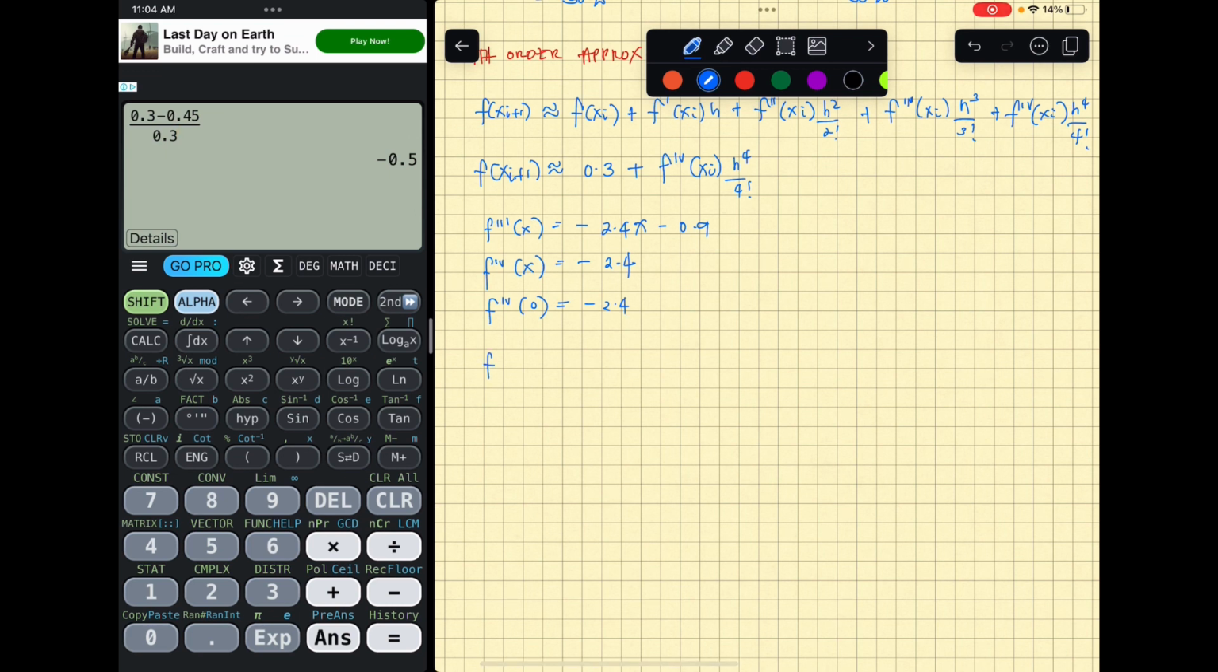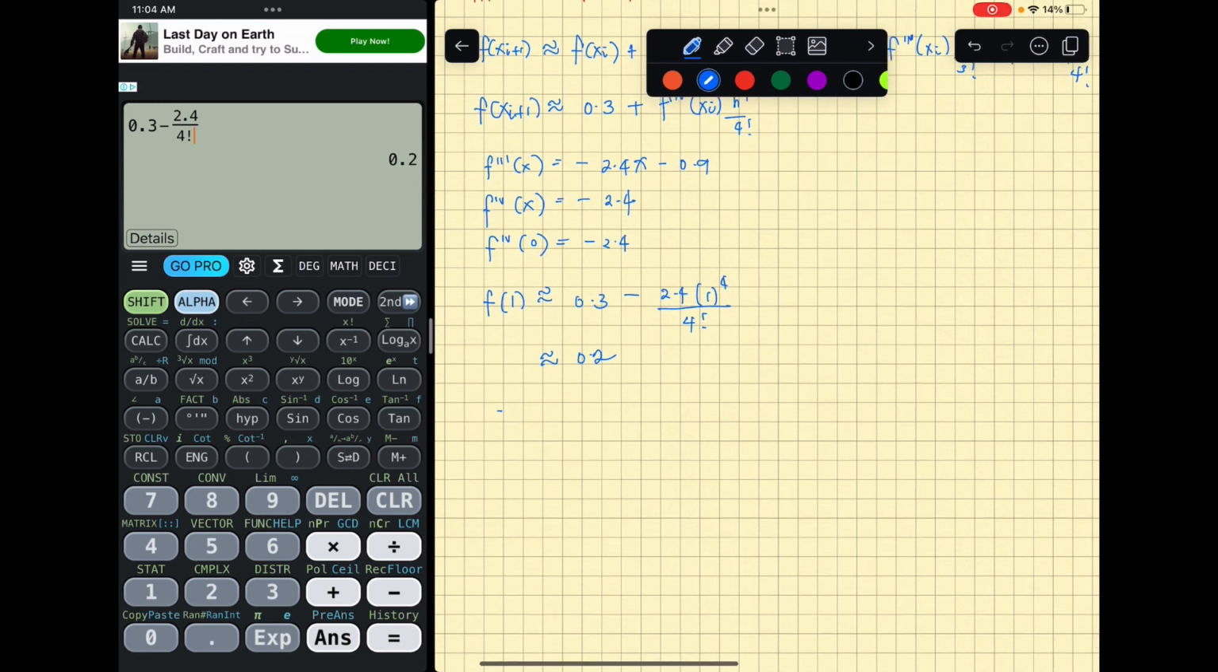So therefore, our f of 1 is approximately 0.3 minus 2.4 times 1 to the fourth over 4 factorial. So 0.3 minus 2.4 over 4 factorial, which is 0.2. And from there, we can say that our true error will be 0.2 minus 0.2 over 0.2 times 100, which is 0.